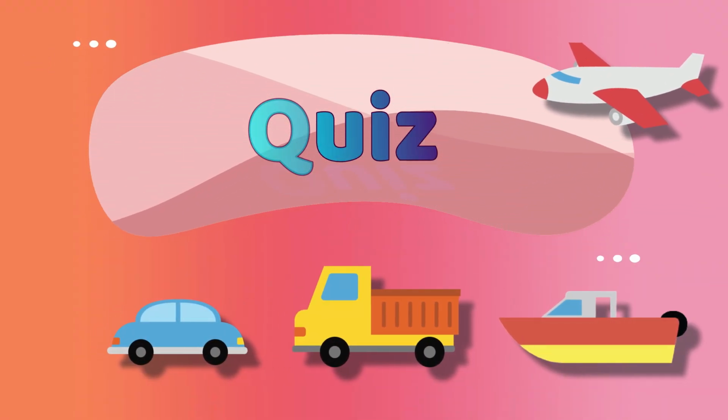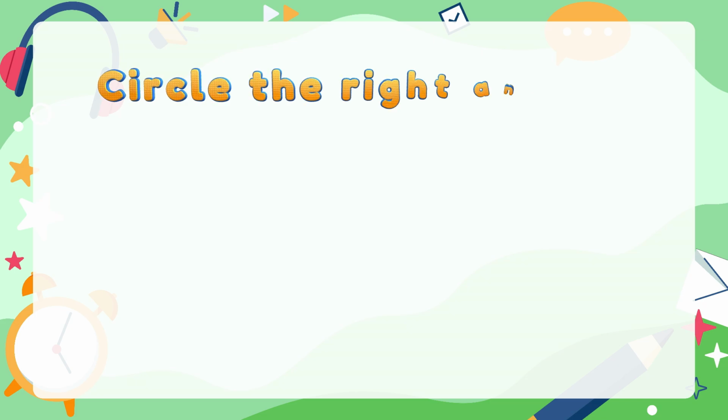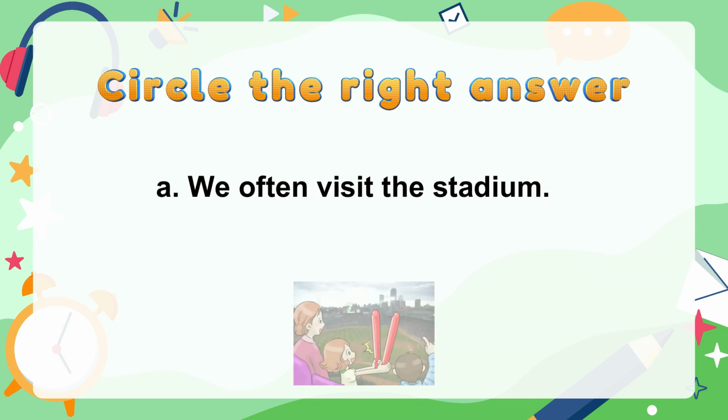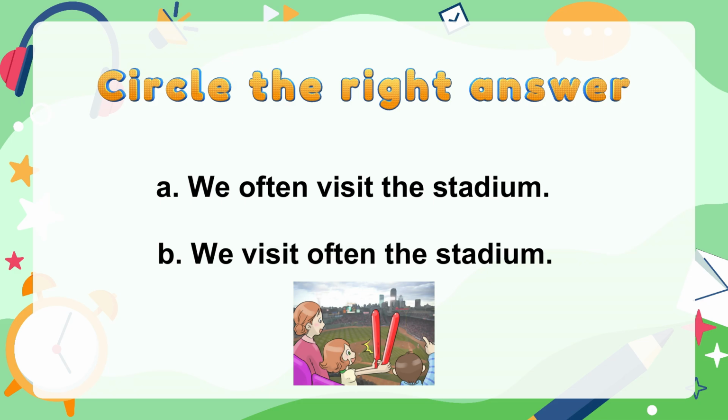Quiz. Circle the correct sentence. A. We often visit the stadium. B. We visit often the stadium. The answer is A. We often visit the stadium. The adverb comes before the main verb.